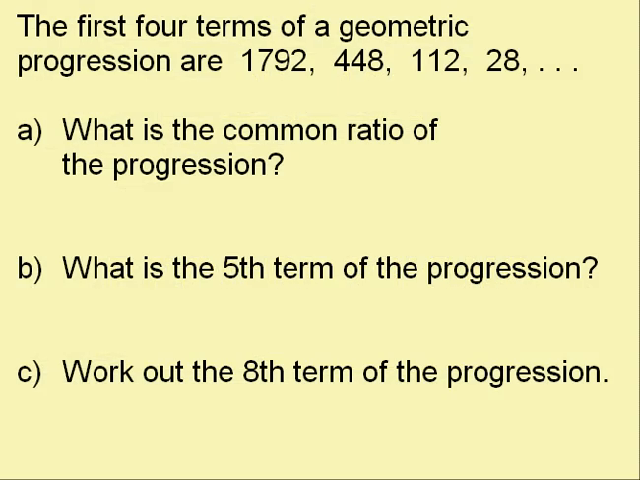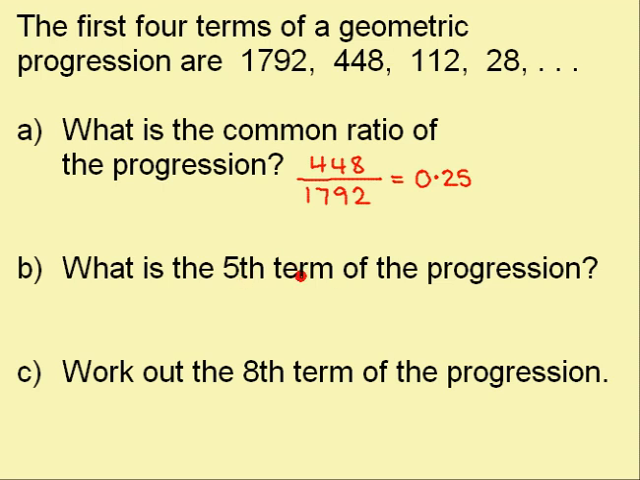The main difference in this question is that the numbers are going down as the progression goes on. I'm being asked for the common ratio. I still find it in the same way. I'm going to get this term here, that's 448, and divide it by the term before it, that's 1792. I can use a calculator for this, and I get 0.25. So my common ratio is 0.25. Because it's between 0 and 1, that explains why this is going down.